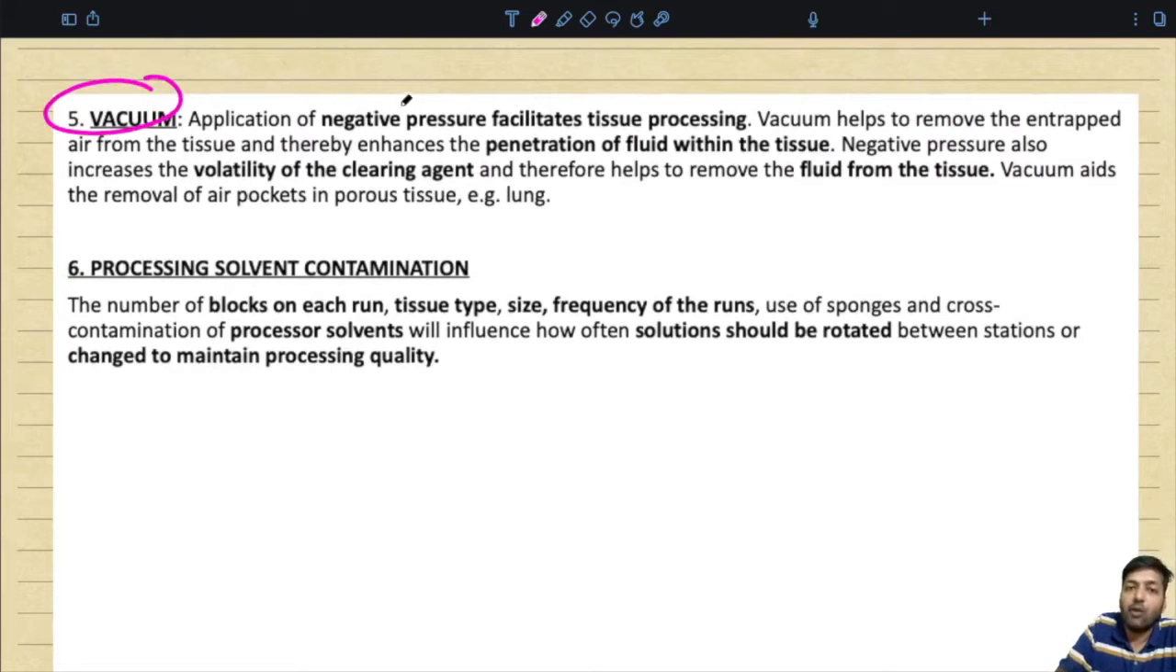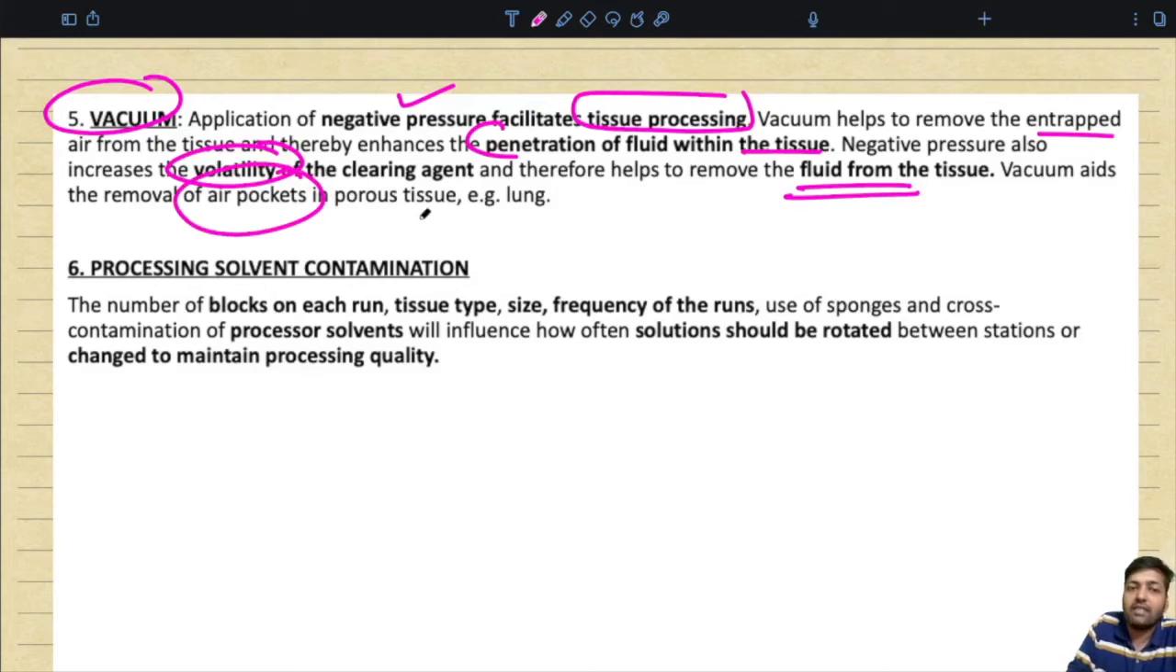Application of negative pressure facilitates tissue processing. Vacuum will help to remove the entrapped air from the tissue and thereby enhances the penetration of the fluid within the tissue. Negative pressure will also increase the volatility of the clearing agent and therefore it will help to remove the fluid from the tissue. Vacuum aids in removal of air pockets in case of porous tissue, for example, the lung.